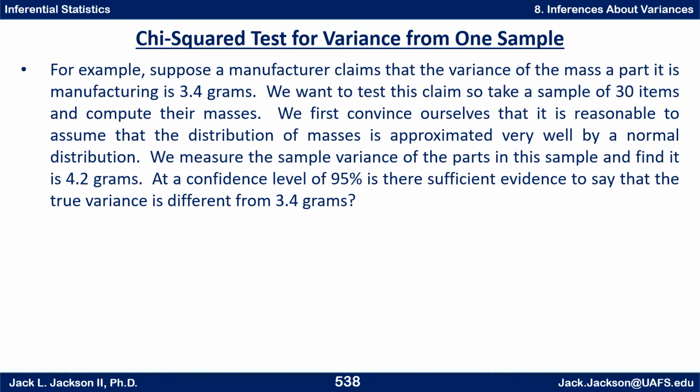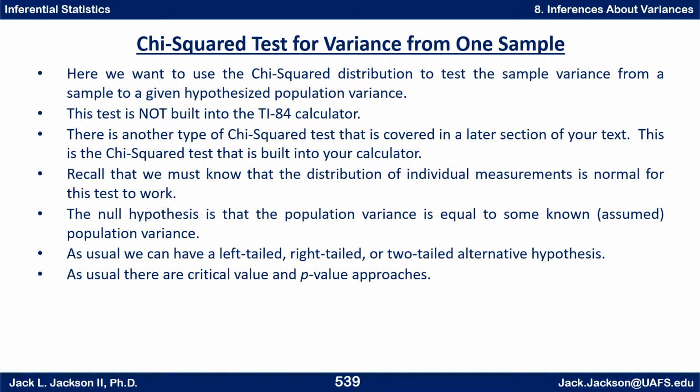Okay, well, let's continue here. Here we want to use the chi-square distribution to test the sample variance from a sample to a given hypothesized population variance. This test is not built into the TI-84 calculator. You may look down the list and see a chi-squared test in your list, but this is another type of test that uses a chi-square distribution, and that will be covered in a later section of your text. That's the one that's built into your calculator, not the one we're doing here.